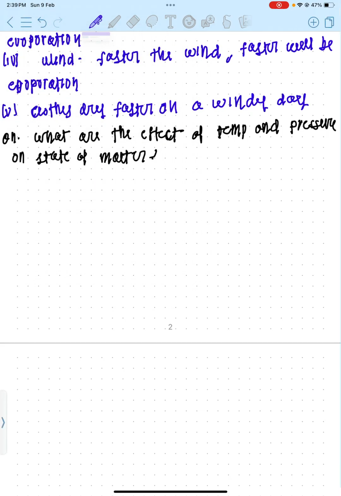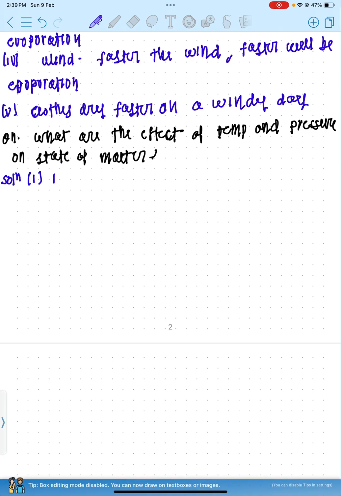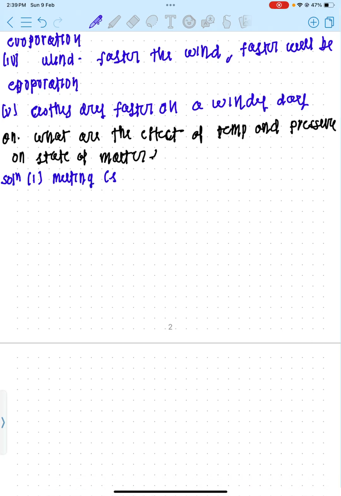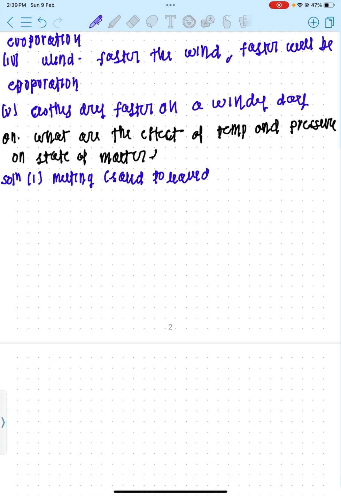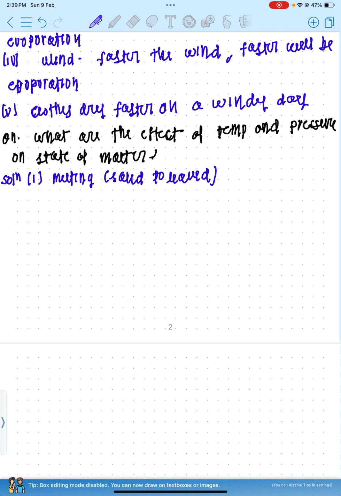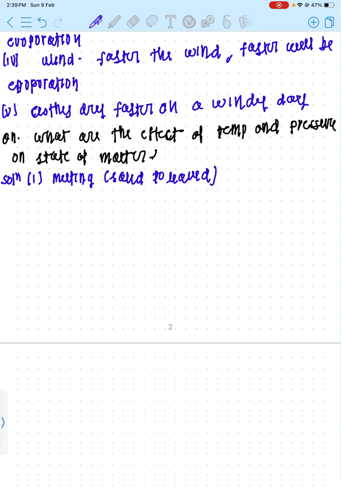melting, that is from solid to liquid, right? Now, when a solid is heated, the molecules gain energy, and when the molecules gain energy, they start vibrating faster, right? So at a certain temperature, the solid turns into the liquid.